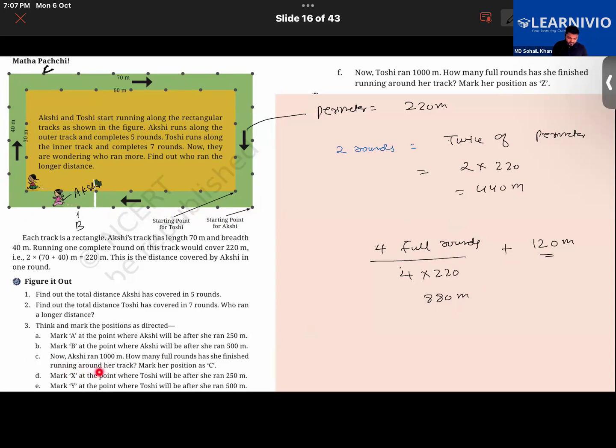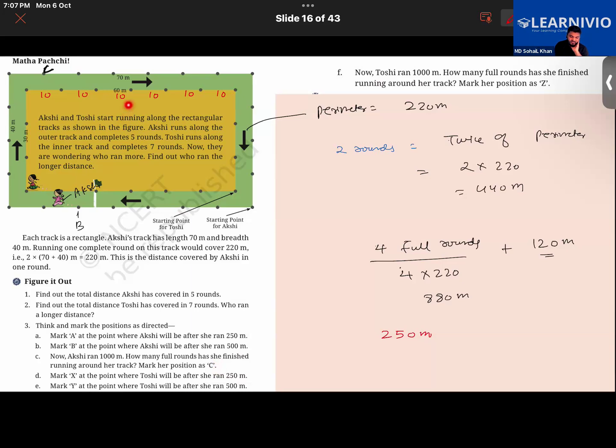Now you have to mark X at the point where Toshi will be after she ran 250 meter. So this is where Toshi has started running from, right? Here again, each division is going to be equal to 10 meter, because this is 10, 10, 10, and 10, and 10, and 10, right? 6 tens equals 60 here, right? So we have to tell where she is going to be after she has run 250 meter.